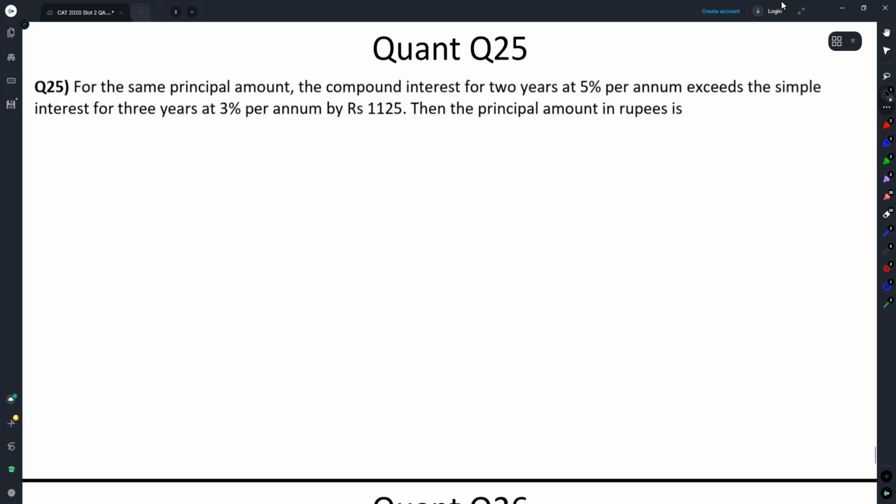For the same principal amount, the compound interest for 2 years at 5% per annum exceeds simple interest for 3 years at 3% per annum by 1125. The principal amount in rupees is. So P into 21/20 into 21/20 minus P into 103/100 into 103/100 into 103/100 is equal to 1125.